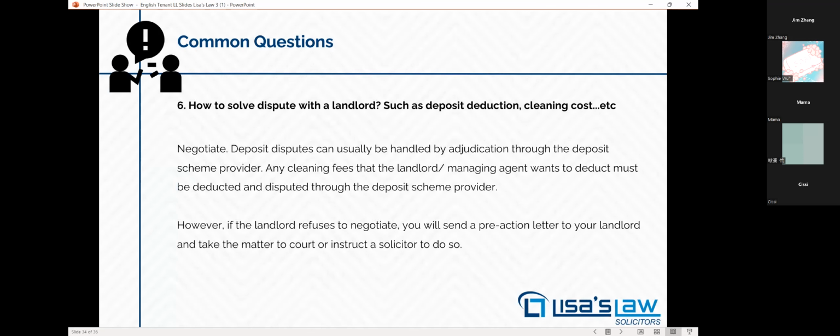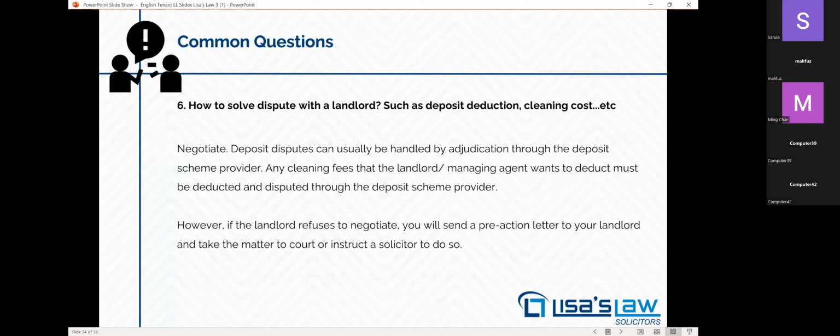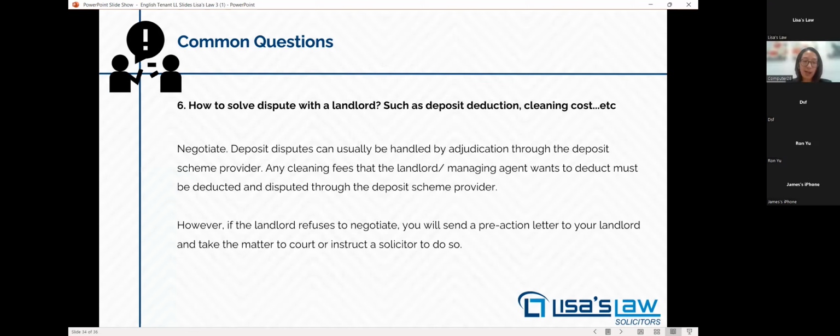So how do you solve a dispute with a landlord, especially things like deposit deduction and cleaning costs? Always start off with negotiation. A solicitor will be the last resort, to be honest, because it's not worth the money if you are able to resolve it with your landlord. But most of the time, I know you can't resolve it. That's why it ends up going to the solicitor.